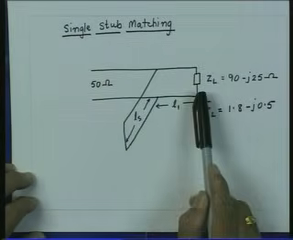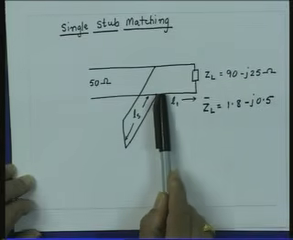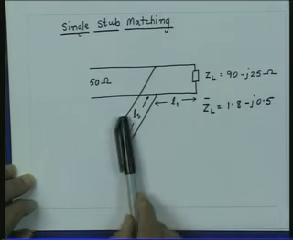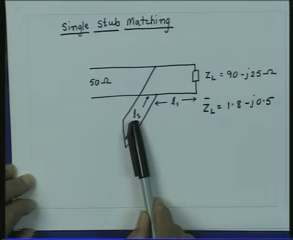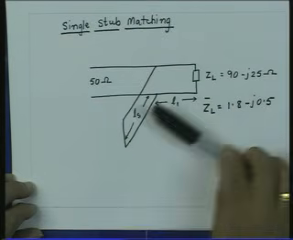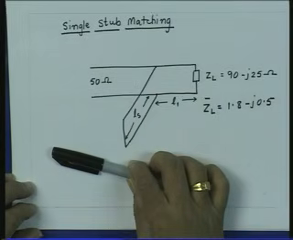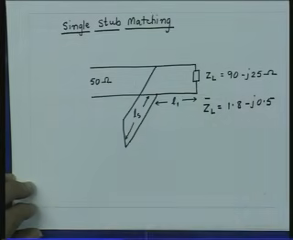Remember now that this is the impedance. The stub is connected in parallel with the main transmission line. So as we have seen earlier, whenever we have a parallel connection, dealing with the admittances is more appropriate. So first our task would be to convert this impedance into admittance and then carry out the single stub matching in terms of admittances.